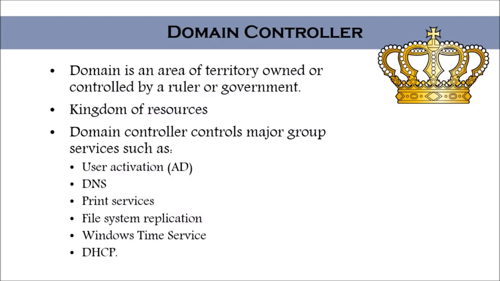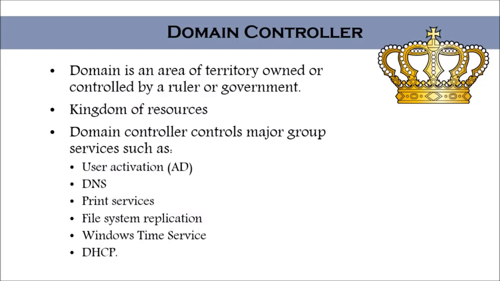There are some basic terms used in Windows 2022 administration. The first one is called domain. What is a domain? In general language, a domain is an area of territory owned or controlled by a ruler or government. Basically, a domain is like a country where someone rules the country. Likewise, in the computer world, we have a certain type of security boundary which is called a domain. And for controlling this territory and the rights of this domain, we use a computer called a domain controller. So basically the domain is a kingdom of resources.